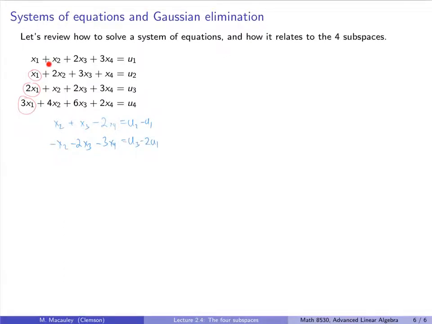Finally, if we subtract 3 copies of this first equation from the last one, the x1s cancel, then we get x2, and luckily the x3s happen to cancel. 3 times this, or 6x3 minus 6x3, and then we get 2 of these minus 9 of these, so that's minus 7x4 equals u4 minus 3u1.